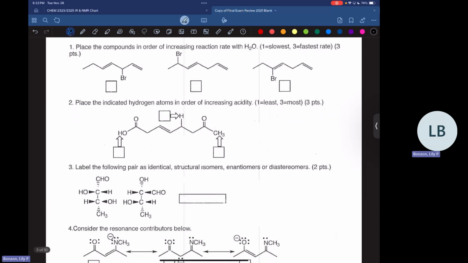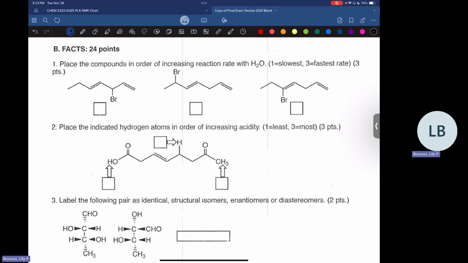So for this first question we're looking at, we're asked to look at a reaction rate with H2O. And you'll notice that we have a bunch of halides here. So for this one, we have H2O, which is a weak nucleophile. If you look at all of these halides, you'll notice that they are secondary. So because we have secondary halides with a weak nucleophile, we're going to say this is going to be an SN1 reaction.